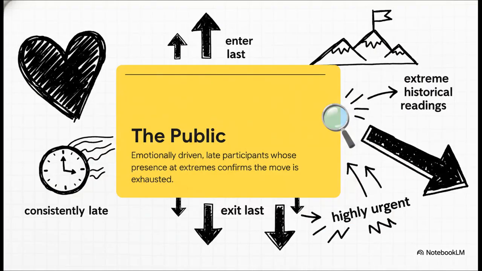And that brings us to the third bucket, the public, the non-reportables. These are the emotionally driven, consistently late participants. They enter last and they exit last. The absolutely crucial point here is this. When the public finally aligns with the momentum crowd and shows up at historically extreme readings, their presence confirms the market move is totally exhausted. When you see that happen, your trade setup instantly goes from high probability to highly urgent.